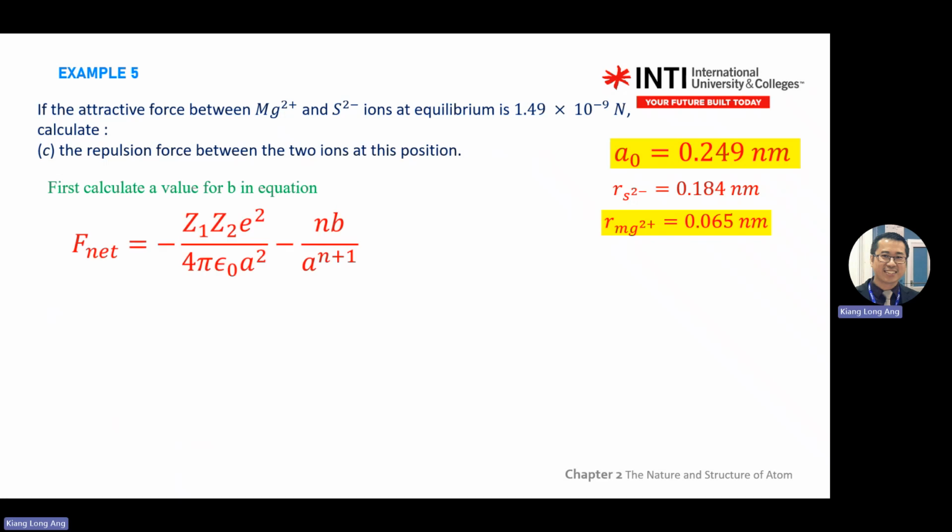So you calculate the value first. You calculate a value for B in the equation. So when it's stable, F net is 0. Of course, this one won't be given, but automatically we assume you know that when it comes to stable, F net is 0. This one you already calculated just now.